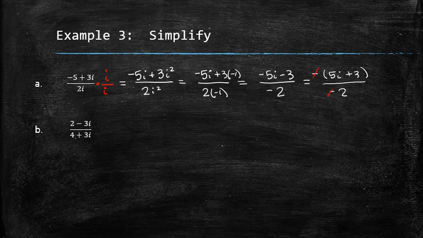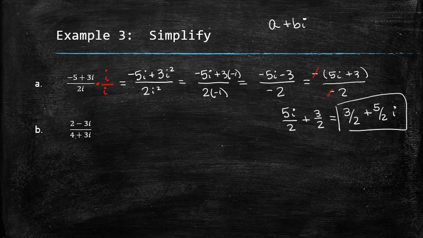I don't mind this as your final answer. If you're asked to write it in standard form, that needs to look like a plus bi. So first of all, we could think of this as 5i over 2. The other fraction would be 3 over 2. So remember, both terms in the numerator get divided by 2. And then the 3/2 comes first. So the final answer would be 3/2 plus 5/2 i.